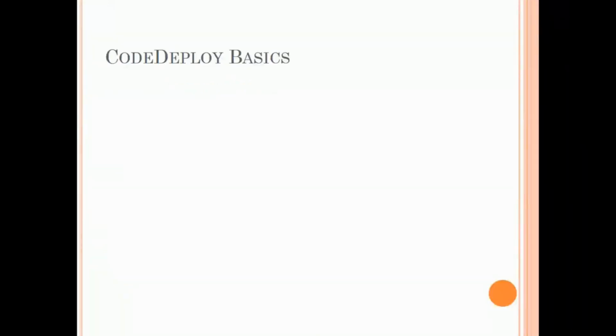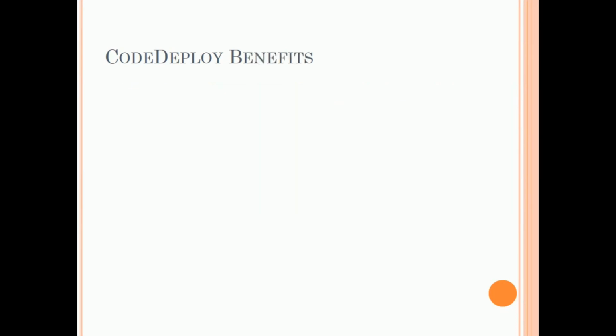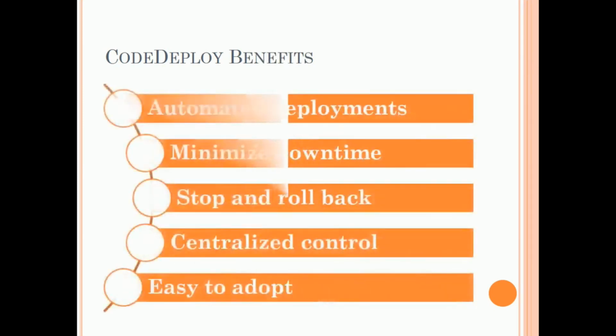CodeDeploy basics. AWS CodeDeploy is a deployment service that automates application deployments to Amazon EC2 instances or on-premise instances. It scales with infrastructure, so we can easily deploy to one instance or thousands. CodeDeploy benefits, or we can say the CodeDeploy features. There are basically 5 major features and benefits of CodeDeploy.